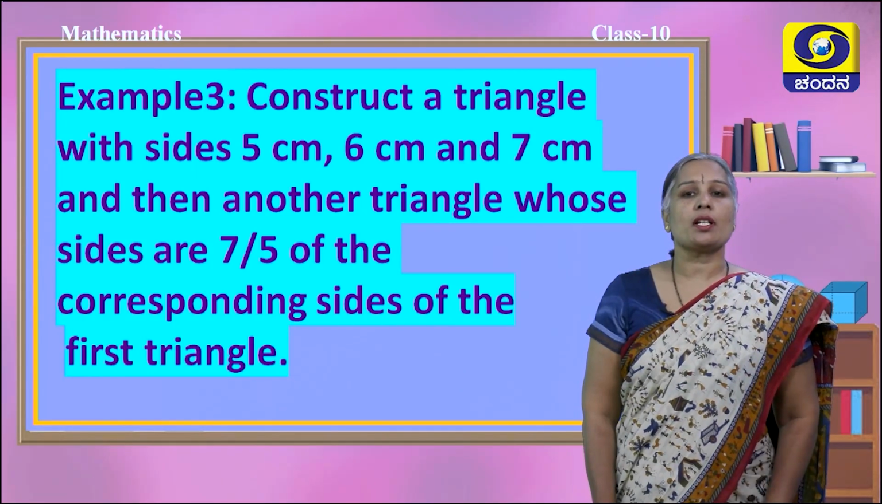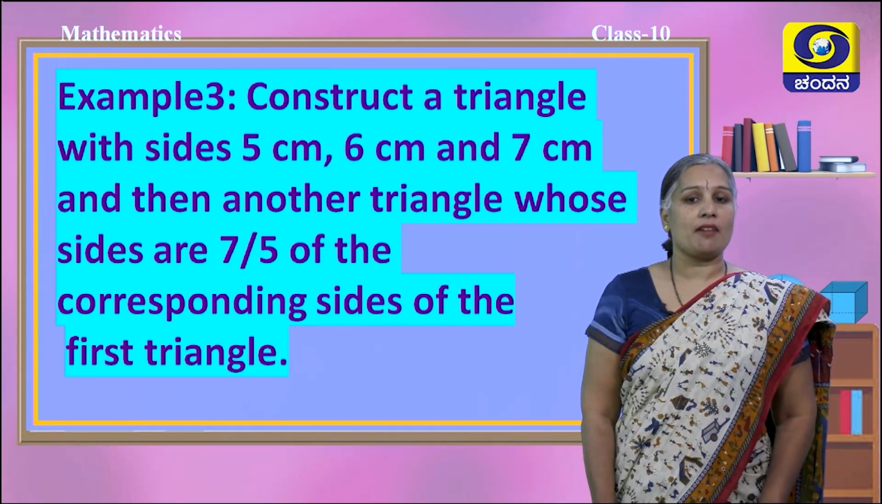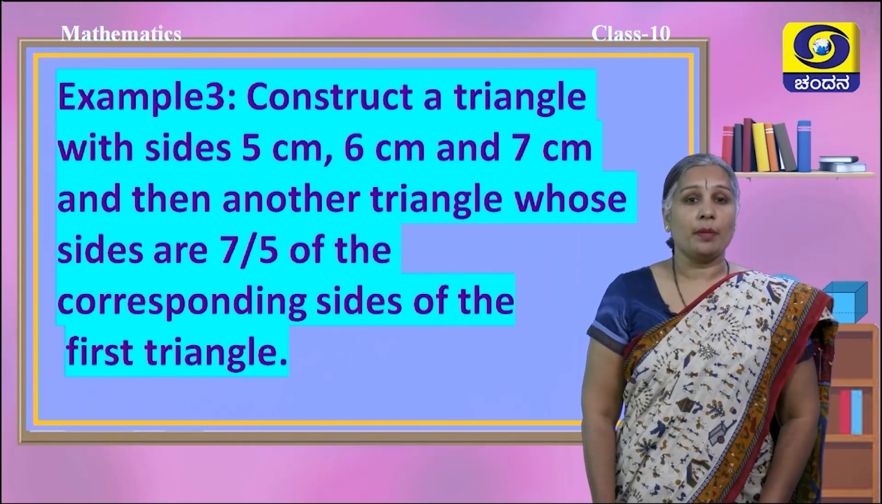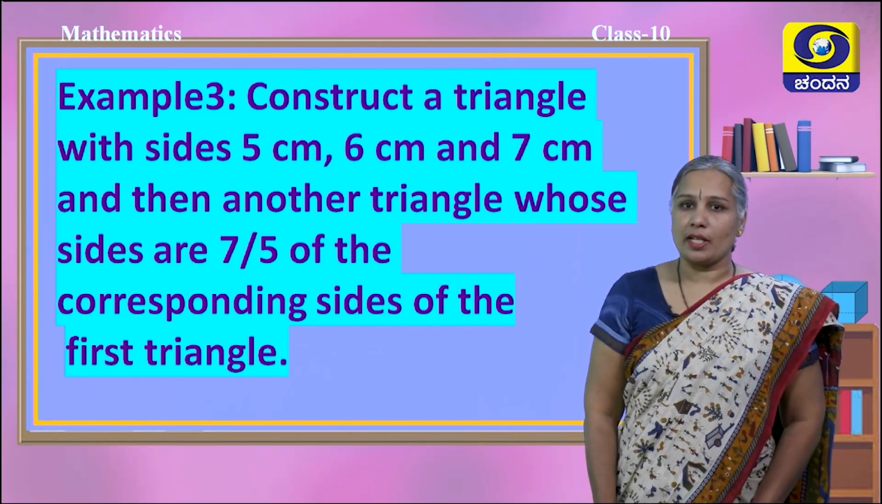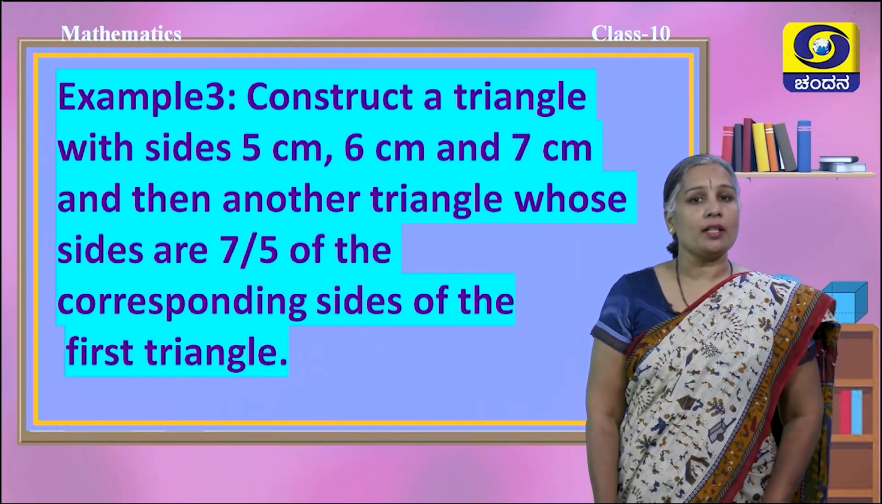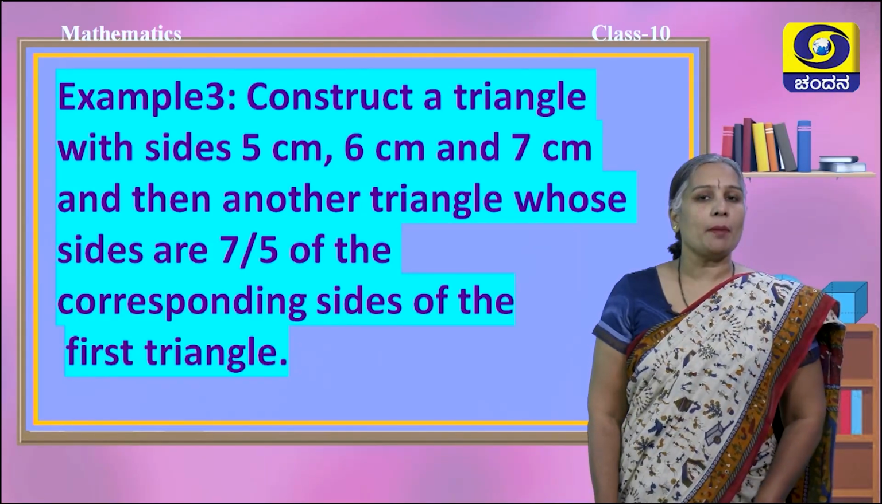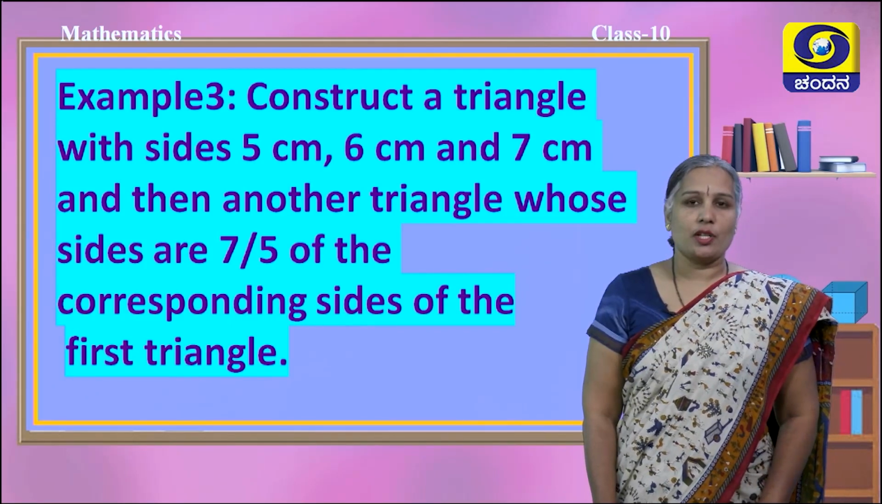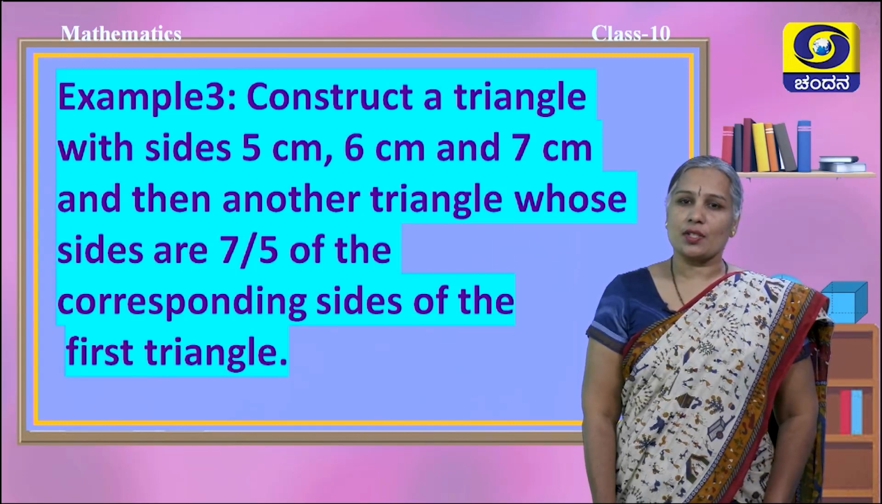Then we have to construct a similar triangle keeping in mind the scale factor, which is 7 divided by 5. It means we have to make 7 partitions and we have to join fifth part to end part of the base segment of the triangle. Let us use this knowledge and construct a similar triangle.